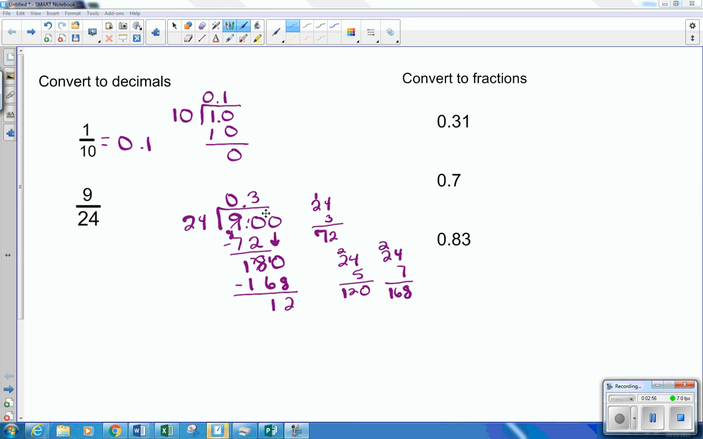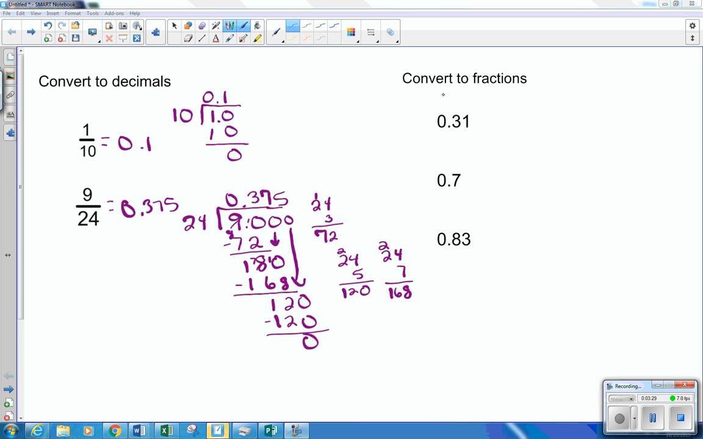Okay, and I got 12 left over, so let's add one more 0. I forgot to put my 7 up here. Let's add one more 0 and bring down that 0 to make it 120. Now luckily I already figured that out because 24 times 5 is 120. So I know if I put a 5 here, multiply it times 24, I get 120, and my remainder is 0. So my answer here is 0.375.